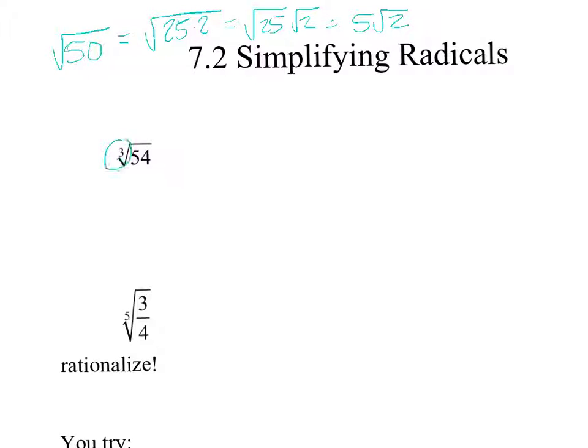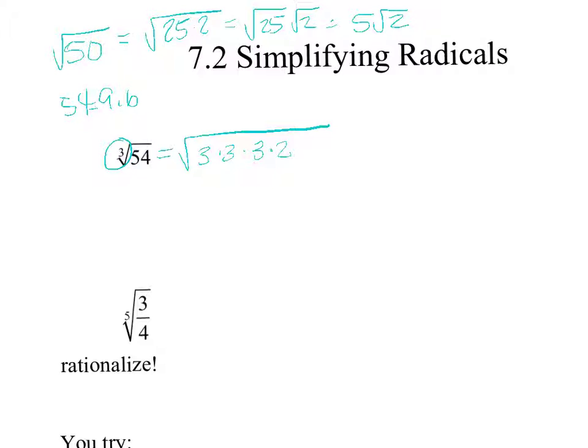Well, the same thing can happen when we have other roots. So here we have the cubed root. One of the things I like to do is remember what the whole point of a cubed root is: something times itself 3 times gives you that. So let's see, 54. 54 is 9 times 6. So I'm seeing 3s in there. So here's what I'm going to do. I'm going to write it all the way down to the 3s. So 9 is 3 times 3, and 6 is 3 times 2.